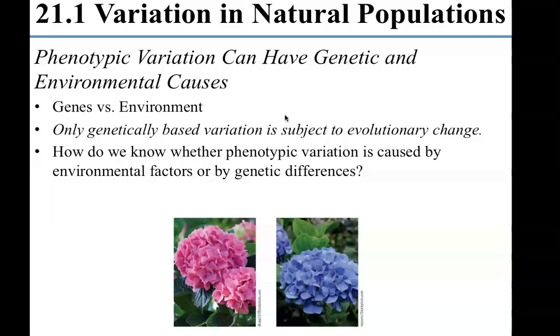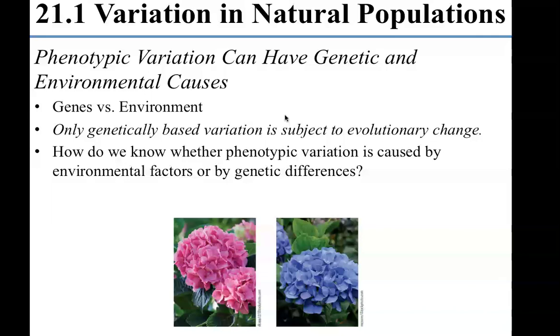How do we know if the differences in phenotypes are due to genes or the environment? And the book goes into a lot of detail with this, but since you don't have your books, I'll just summarize it. Basically, the idea is you have to do experimentation to figure out if the phenotypic differences are due to genes or the environment. And you do that by planting some seeds. If we're dealing with plants, planting some seeds under conditions that are exactly the same.